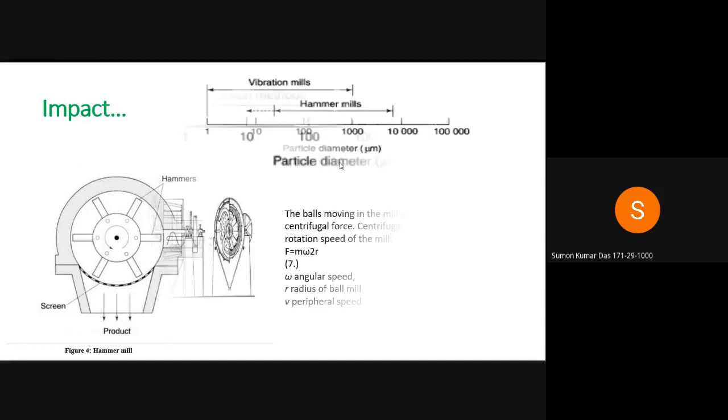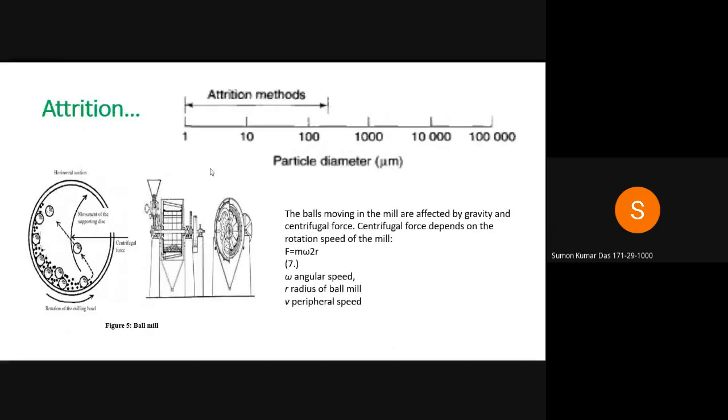And the final one is attrition, the ball mill. It is a rotatory device, and centrifugal force is the important term. The balls moving in the mill are affected by gravity and centrifugal force, and the centrifugal force depends on the rotation speed of the mill. The rotation speed and the equation we found is F equals m omega.